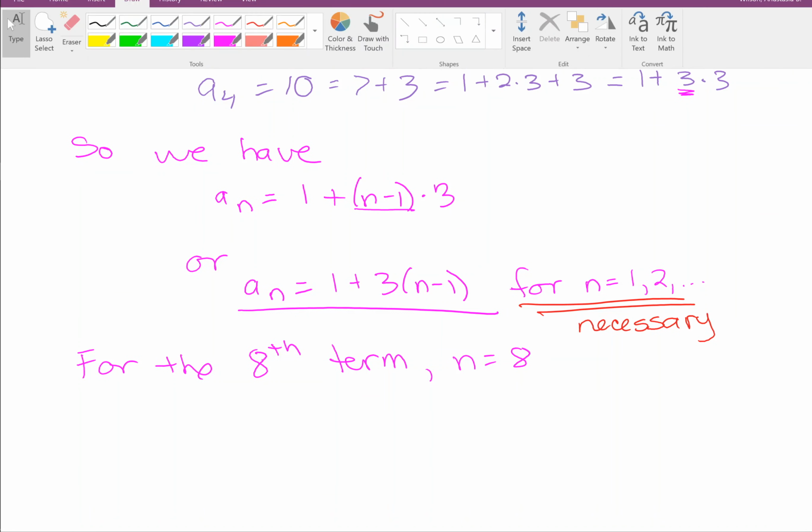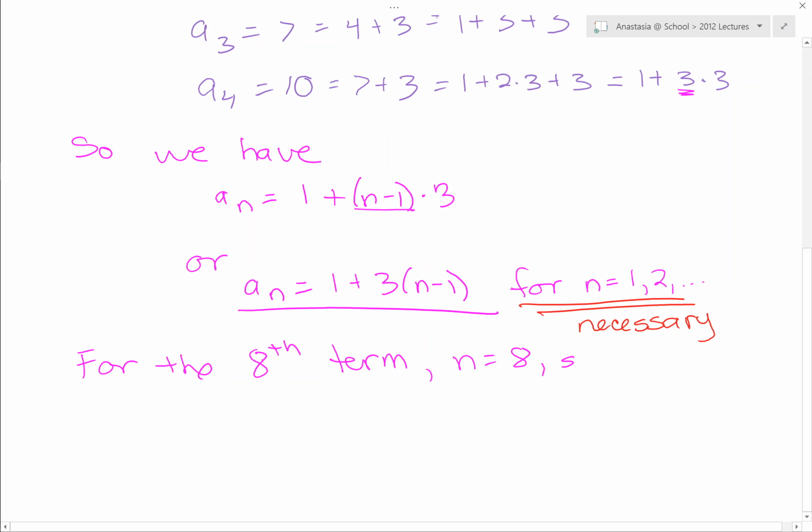That means that n is equal to 8. So a sub 8 is going to be 1 plus 3 times 7. That's going to be 22. So our final answers then are a sub 8, the 8th term, is 22, and a sub n is 1 plus 3 times (n minus 1) for n equaling 1, 2, and so on and so forth.